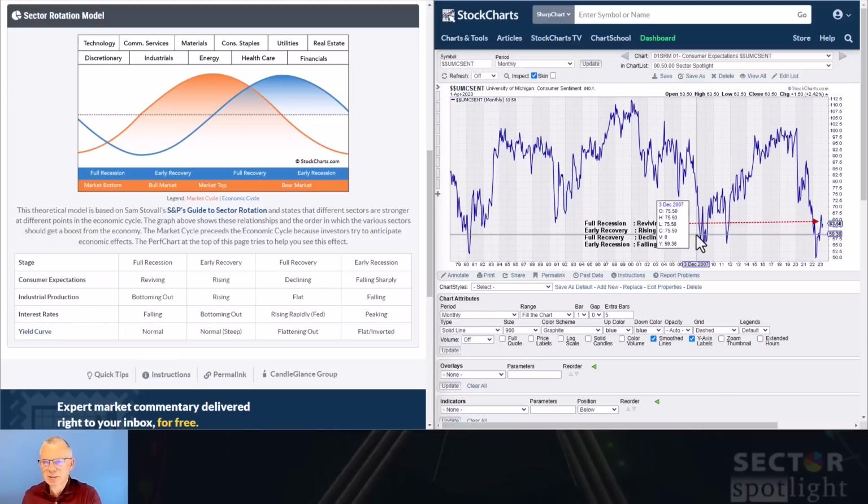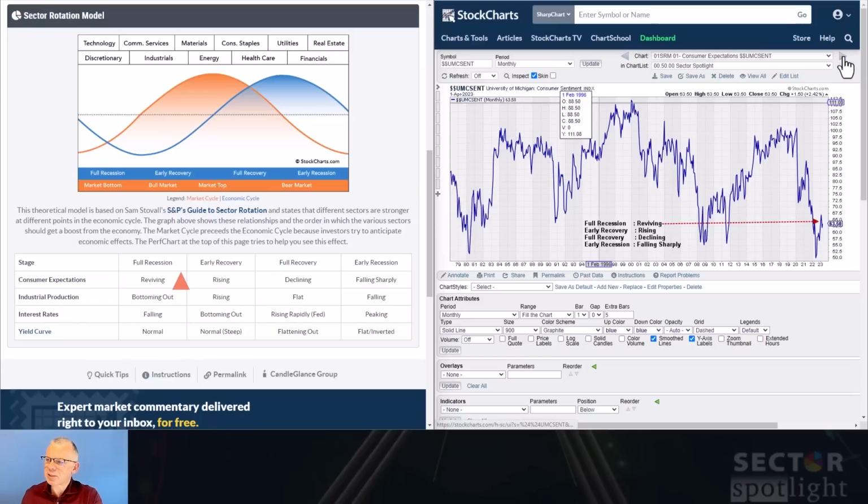So that puts it in the model, full recession, early recovery. I am sort of biased towards the reviving area, so in a full recession, maybe moving to an early recovery. So that puts, as I said, consumer expectations somewhere here, reviving and rising. We're a little bit more towards reviving, I would say.